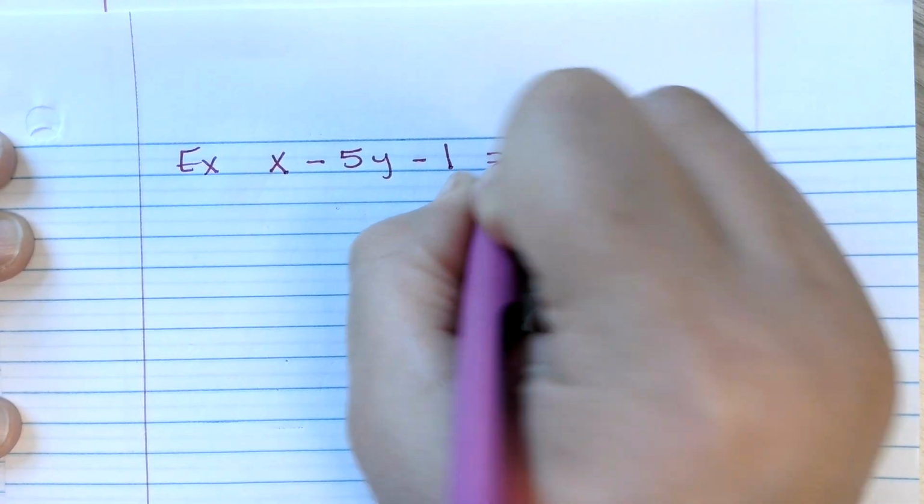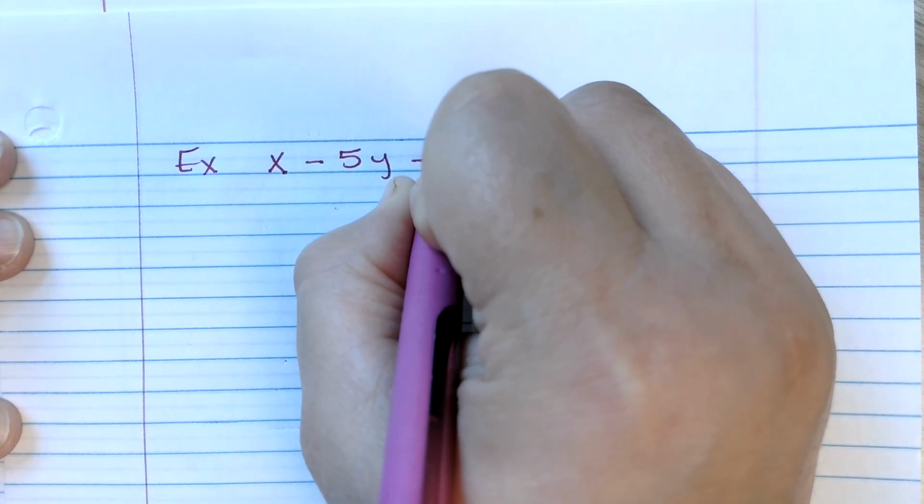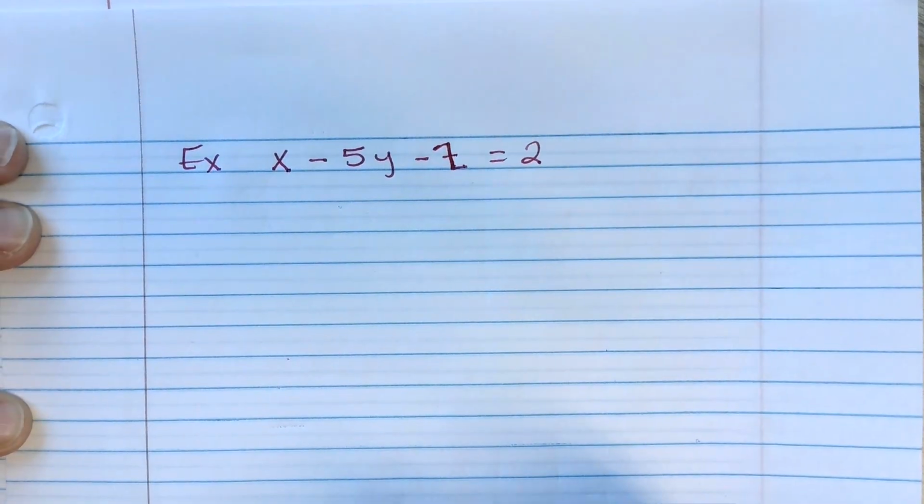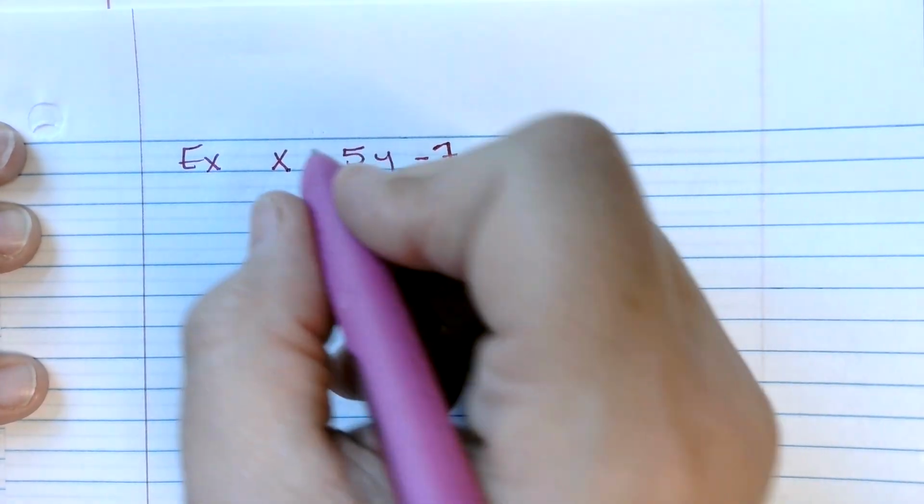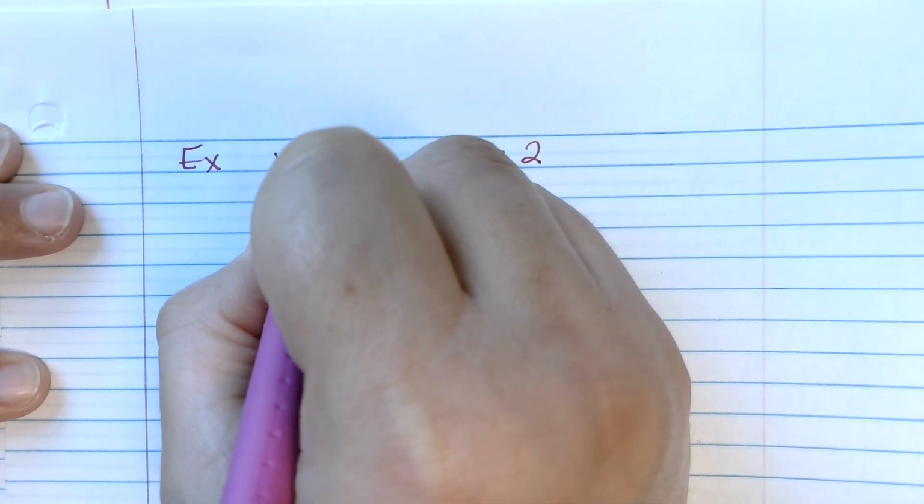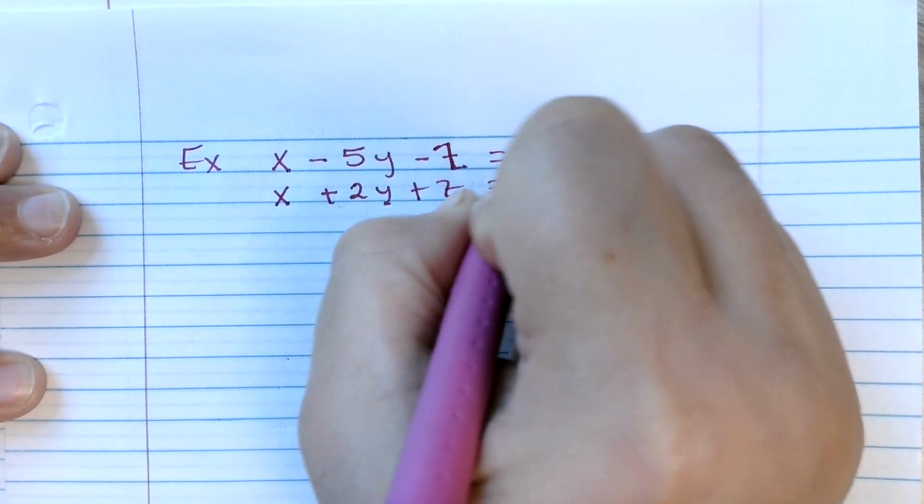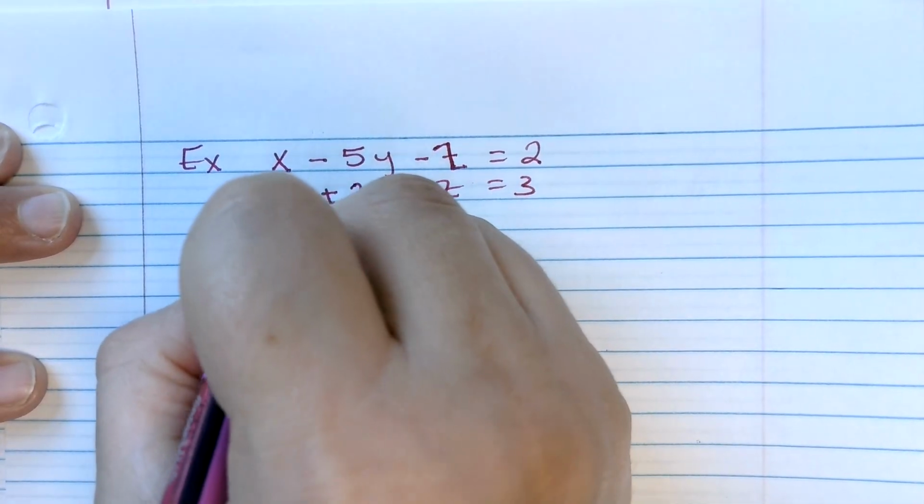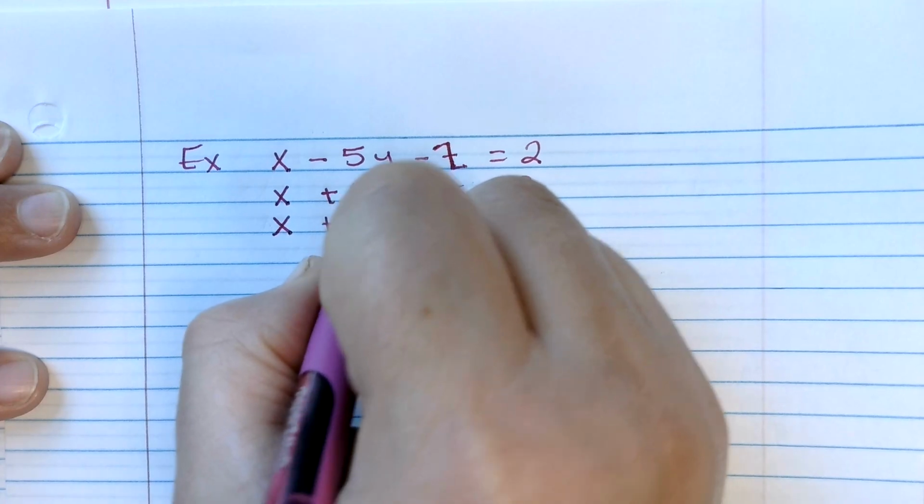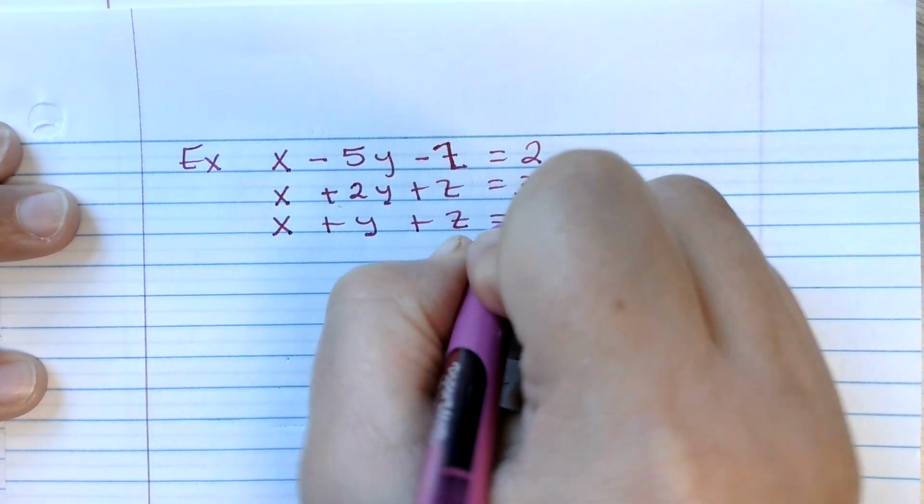I'm going to do another example. I'm hoping I can get it so that I can show you what I'm trying to show you here. Oops. So I have x minus 5y minus z equals 2, x plus 2y plus z equals 3, and oh goodness, x plus y plus z equals 2.